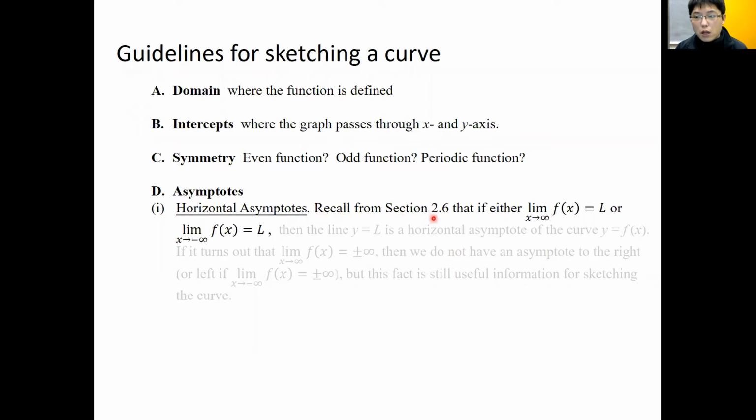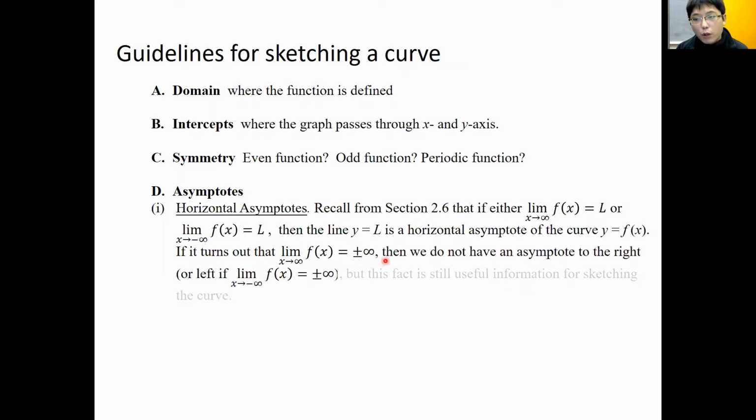Recall from section 2.6 that if either the limit of f of x at positive infinity or at negative infinity equals L, if either of these two cases happens, then the line y equals L is a horizontal asymptote of the curve y equals f of x. If it turns out that the limit at positive infinity is plus or minus infinity, then we do not have an asymptote to the right. Or if the limit at negative infinity is positive or minus infinity, then we do not have an asymptote to the left. Still, this fact is useful for sketching the curve.